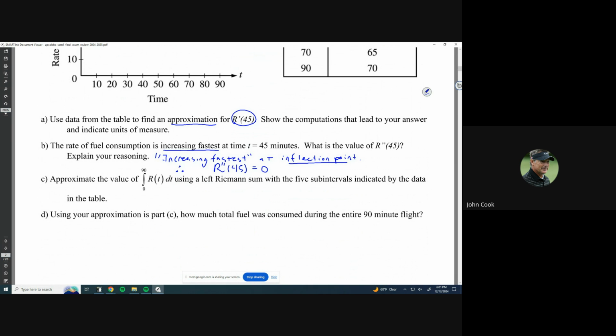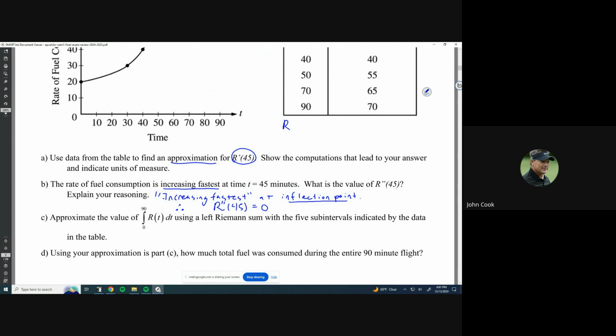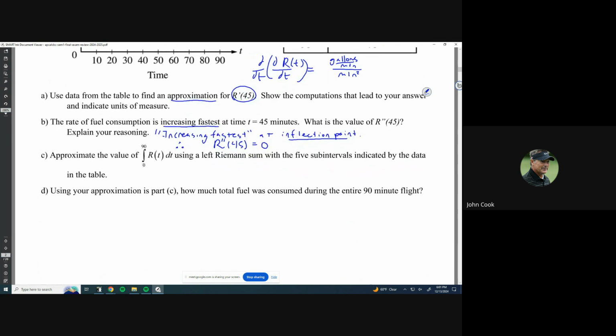Now for the units. So remember before, R, dR/dt gave us gallons per minute, right? Well, we're going to take the time derivative again. So we're going to divide by another minute. So that means that ultimately we're going to get gallons per minute cubed for this one. And I'm not sure if they're really adamant about getting the units on that, but you probably should just include it just in case.